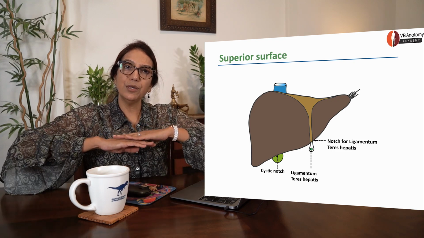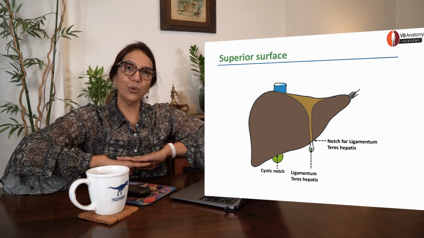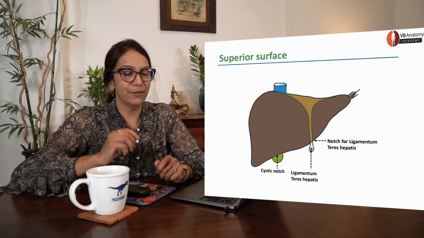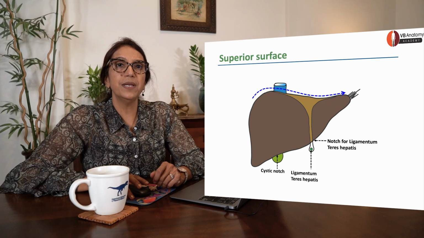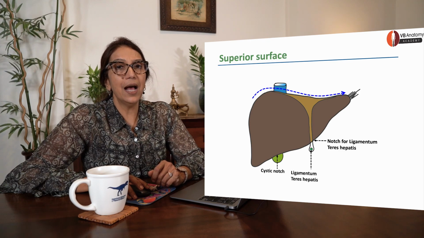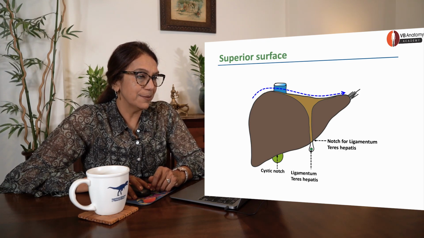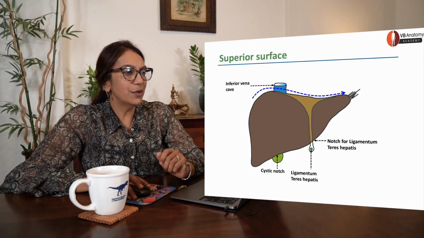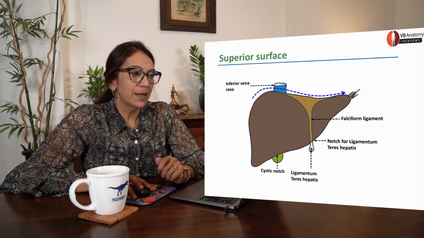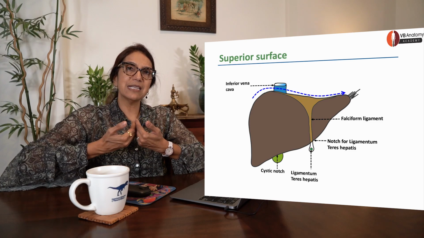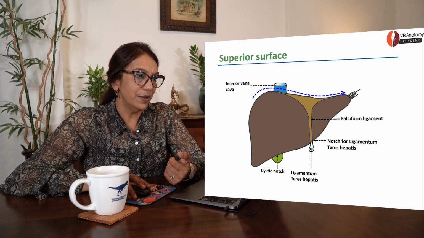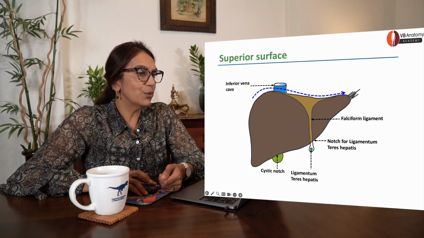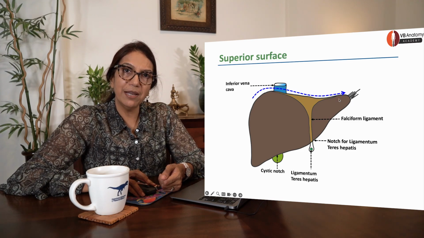I want to start with the superior surface. You know that below your lung is the diaphragm. Below the diaphragm on the right side is your liver. So here is the superior surface of the liver, slightly higher on the right side than on the left side. Just behind it, you will see the inferior vena cava. And as the falciform ligament gets attached to the anterior surface of the liver, see how the falciform ligament divides into two layers, one layer going to the right and one layer going to the left.